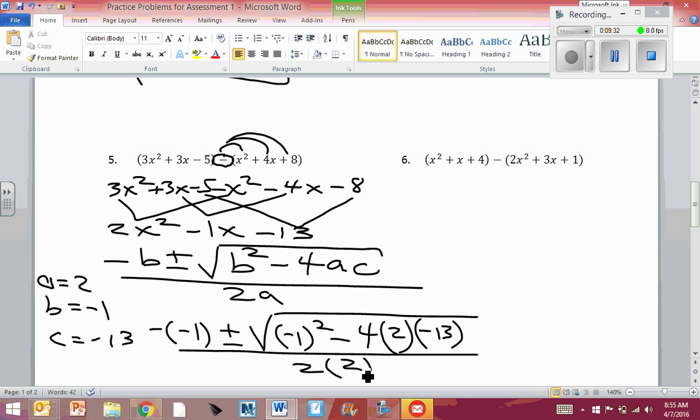I'm going to see if I can do one more line. I'm going to try and get a single thing under the radical. Once there's a single number, if it's a perfect square, go all the way to the end. If it's not a perfect square, then you can stop there.